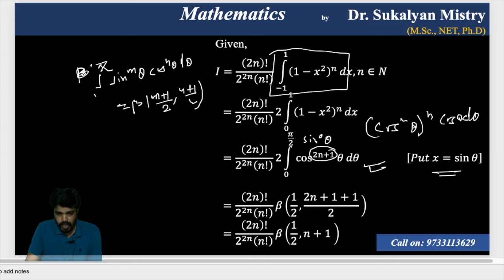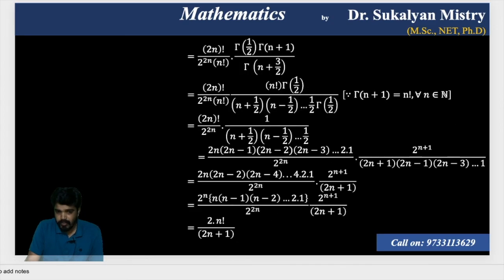What is the relation between the beta function and gamma function? Beta m n is equal to gamma m into gamma n divided by gamma m plus n. So, that is gamma half into gamma n plus 1 divided by gamma n plus 3 by 2. Gamma n plus 1 will be factorial n, because n is an integer. So, if we simplify this, we get this result. So, option C is correct, but this is a laborious method.